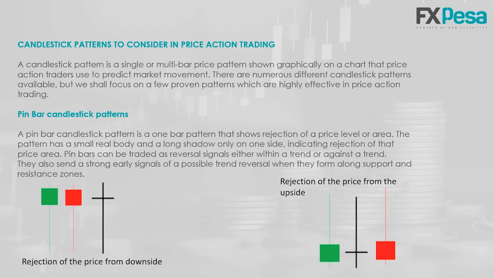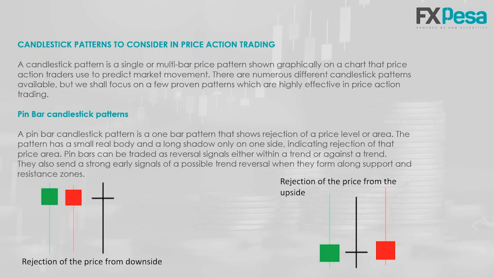For example, you've been on a downtrend and then you see a pin bar below that trend, then of course you get the idea that the price is being rejected on the other side of the trend. It might be the time that the trend is just about to change. So it gives you a strong early signal of a possibility of a trend reversal. And the best points that you'll be looking at is along support or resistance levels. And you can make a decision.